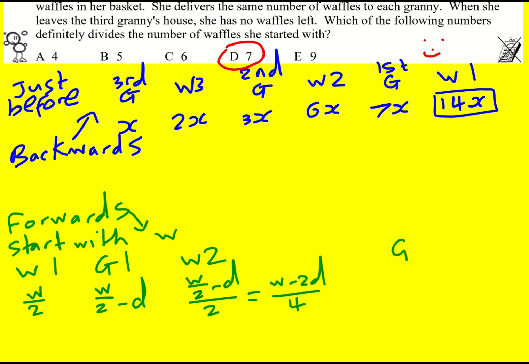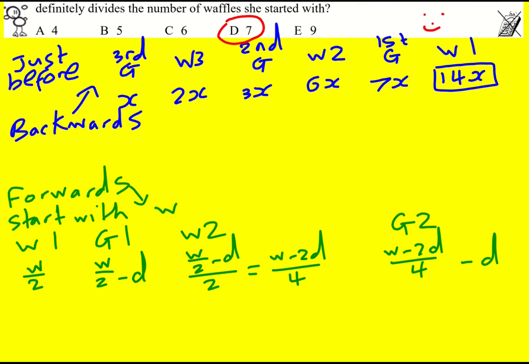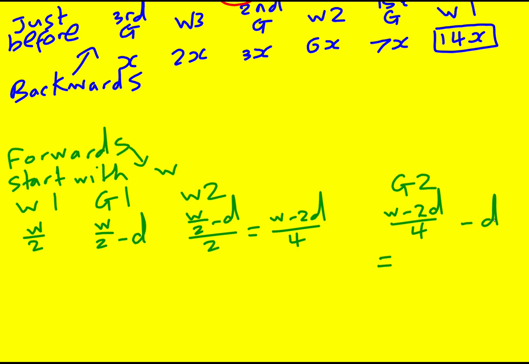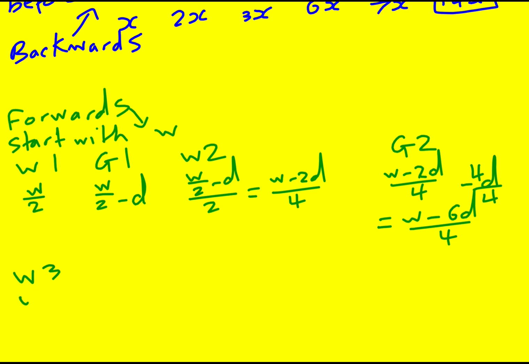And then with granny 2, we're going to be left with W minus 2D over 4 minus D, which I could simplify actually. I could write this as 4D over 4, and hence it's going to be W minus 6D over 4. Okay, on to the third interaction with the wolf. We're going to lose half. So actually this is in quite a nice form now, because if I just divide this by 2, it's going to be W minus 6D over 8. Because when you divide by 2 over 1, it is the same as timesing by 1 over 2. So I can just basically times the bottom by 2.